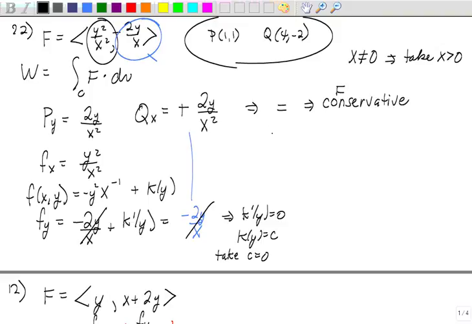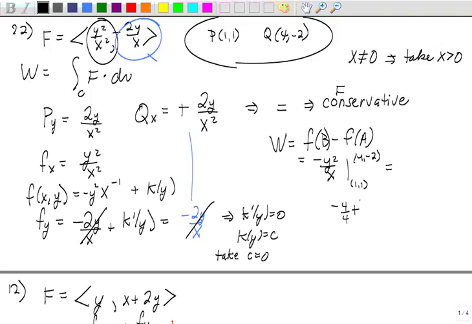So our work is just going to be f of b minus f of a, which is going to be minus y squared over x, evaluated from 1, 1 to 4, negative 2, and that's going to be negative 4 over 4 minus a negative, so it's plus 1 over 1, and we get it to be 0. There's no work done.